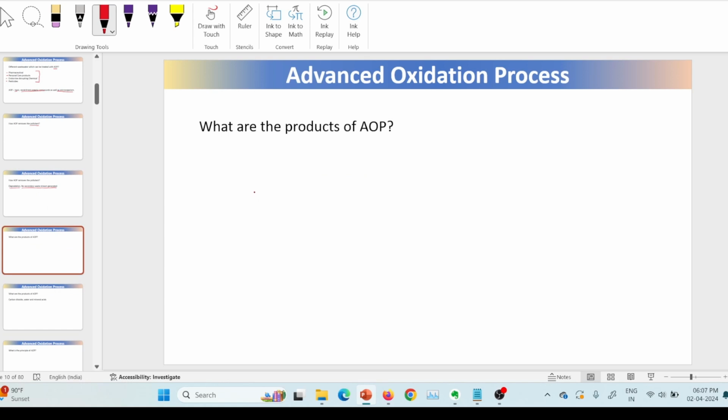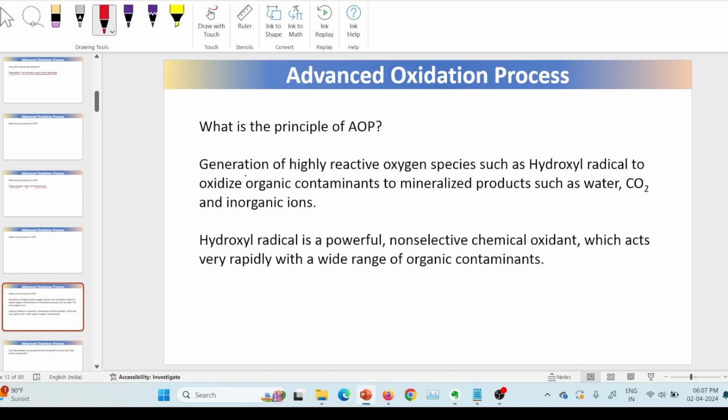What are the products of AOP? So after mineralization or after the degradation, the products are carbon dioxide, water, and mineral acids. What is the purpose of advanced oxidation process? So what we do is generation of highly reactive oxygen species such as hydroxyl radicals, this is written as OH radical, to oxidize organic contaminants to mineralized products such as water, CO2, and inorganic ions.